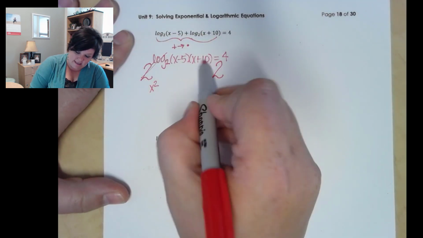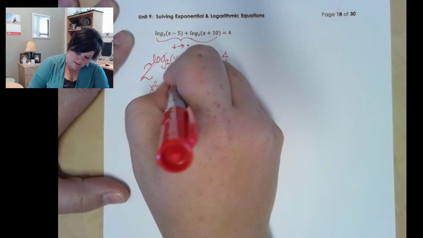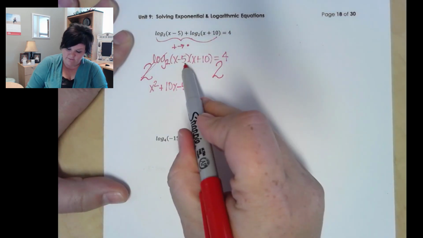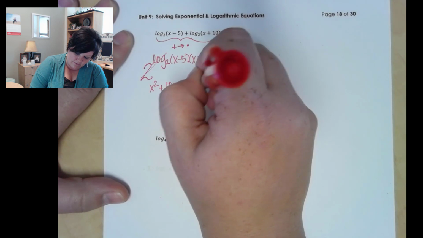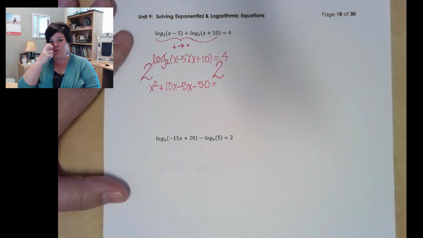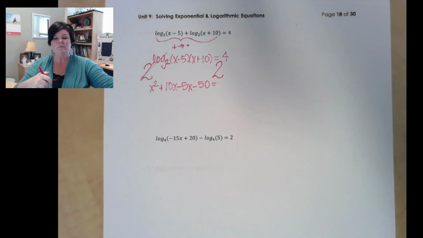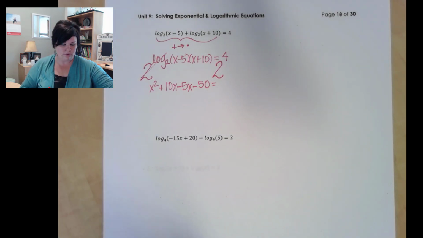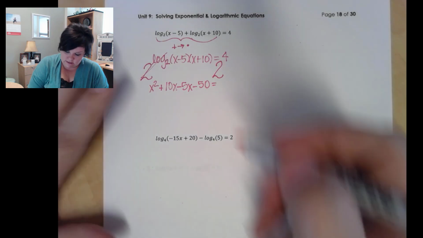X times 10 is 10x. Negative 5 times x is negative 5x. And negative 5 times 10 is negative 50. Right? And it's going to be equal to 2 to the 4th power. And 2 to the 4th power is 16. Oh, excuse me. Okay, 16.